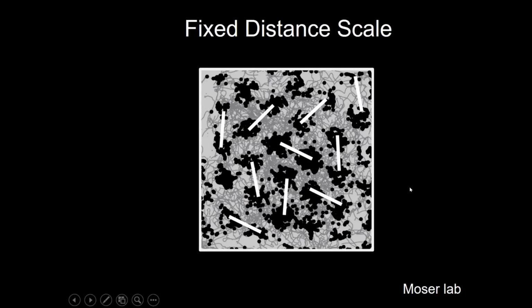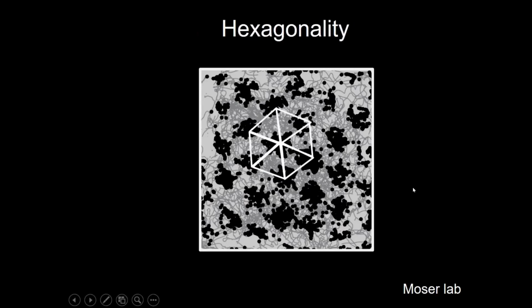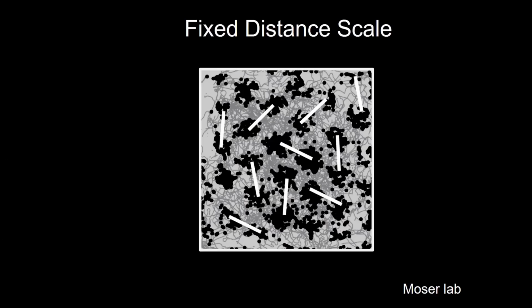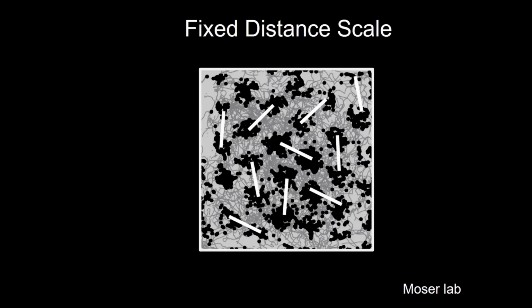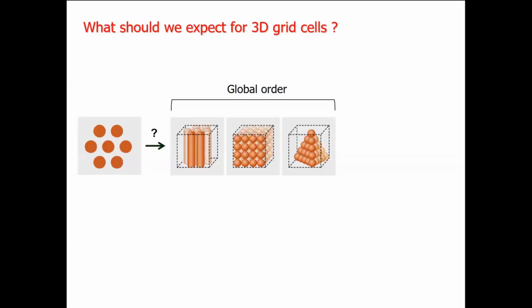Now, you'll immediately tell me it's the same thing. If you have a perfect lattice in 2 dimensions, you'll also have local fixed distance scales, right? And that's true in 2 dimensions, but it turns out that in 3 dimensions, these things are separate. So you need to look at each of these properties separately. So whether there is a global lattice versus local distances in 3 dimensions is not a trivial question, and I'll show you that.